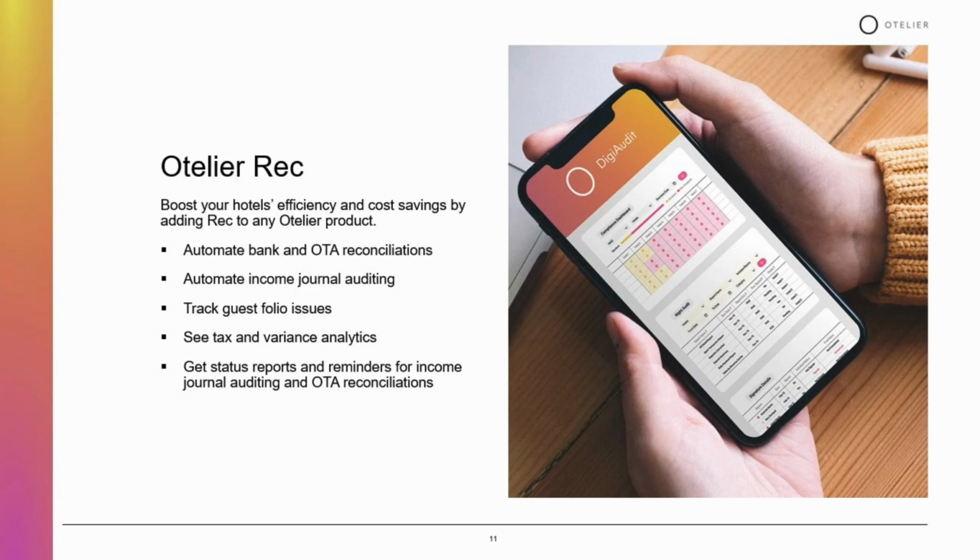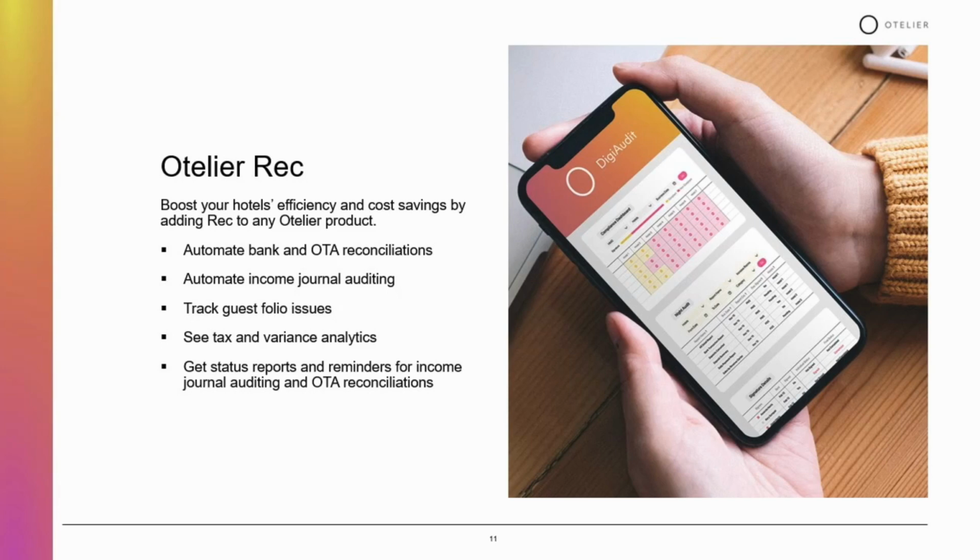You can avoid overpaying commissions to OTAs like Booking.com and Expedia and keep tabs on booking status, cancellations, and room charges. It allows you to automate income journaling, which is the daily transfer of reconciled income directly to your hotel's accounting system, including revenue, taxes, cash, credit card transactions, and ledger balances.